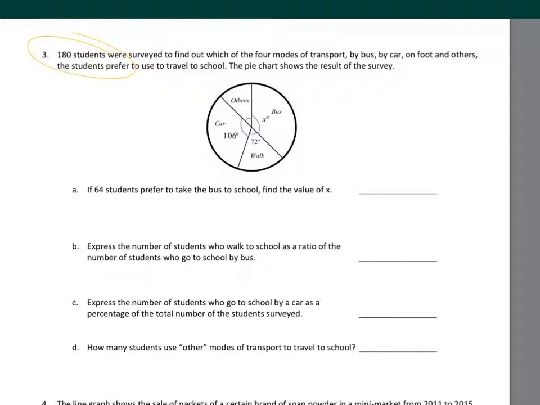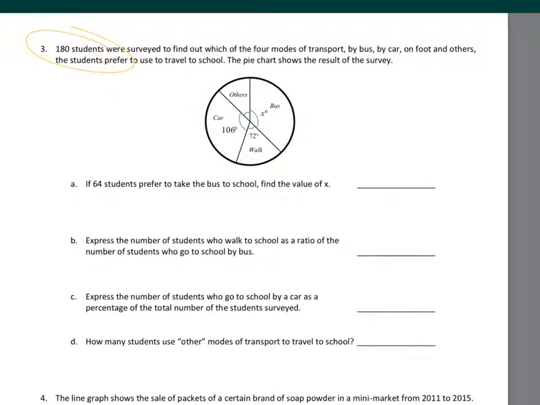To answer the first question, it says if 64 students prefer to take the bus to school, we need to find the value of x. Take note that to know the value of x, we need to consider 64 with respect to the total number of students surveyed. So 64 out of 180, so we have 64 divided by 180, that's about 35.55. Okay, so that's a fraction of students who take the bus.